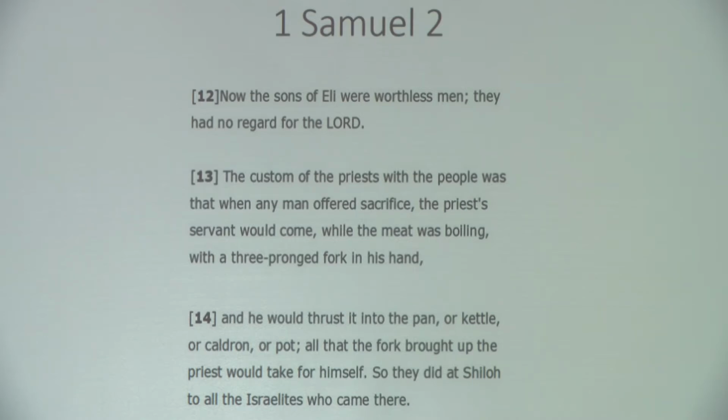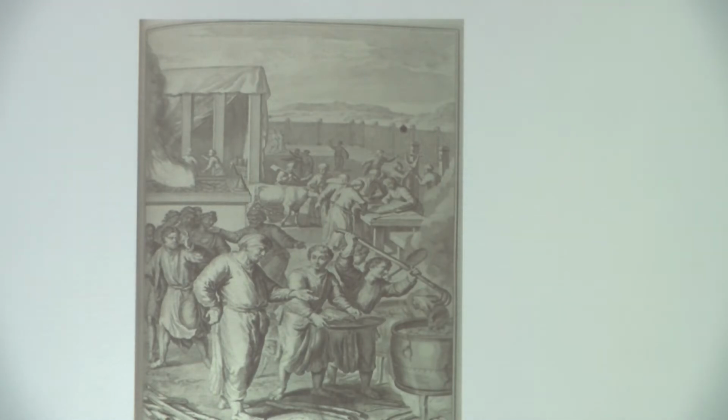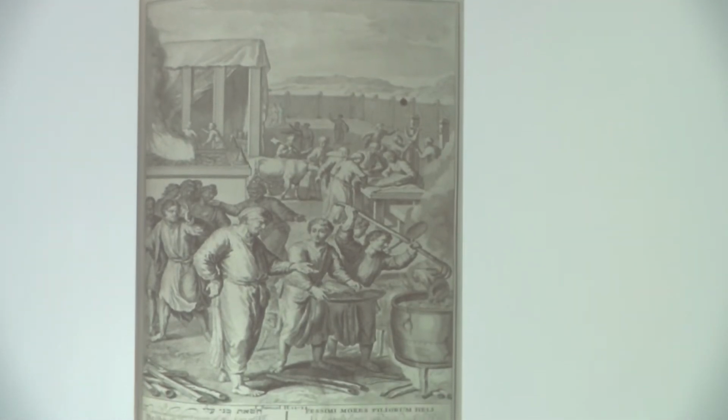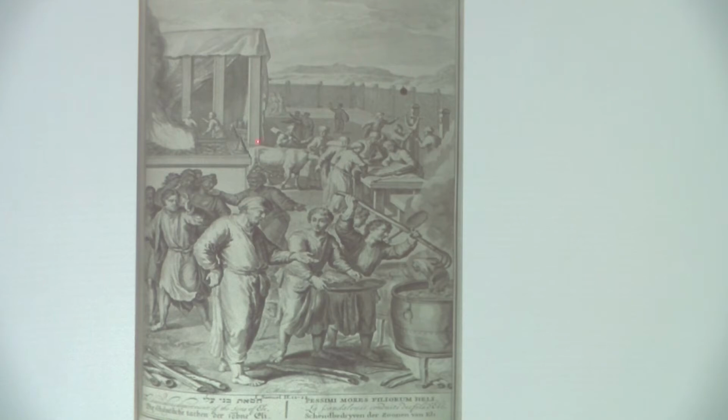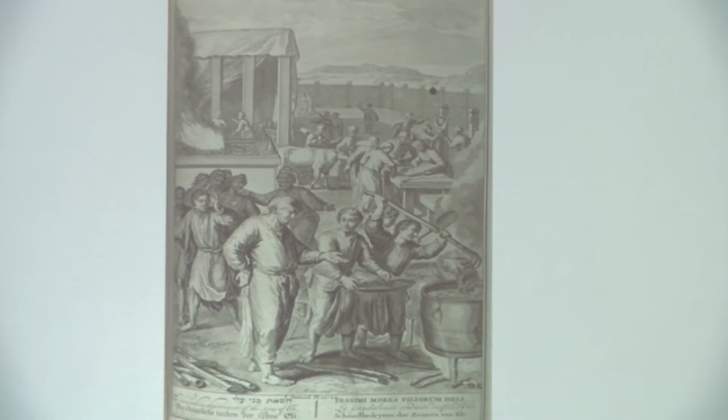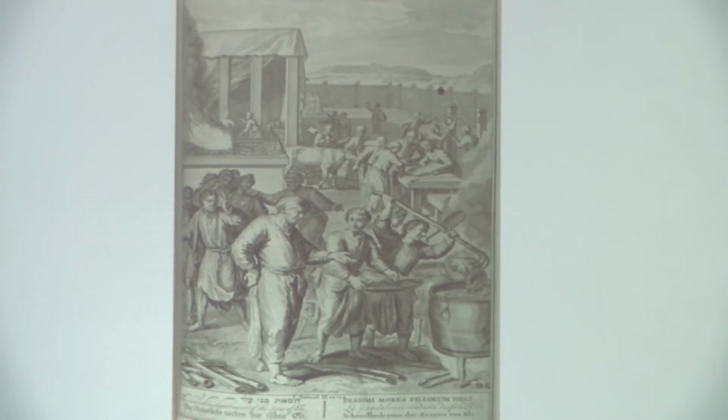Every day, when somebody would come to make a sacrifice in the temple, they would bring the sacrifice to the temple where it would be slaughtered. Then the meat would be put into a boiling pot, and the priests would take a fork and pull out the meat that they wanted and sell it. The rest of the meat could be used by the person that had brought the sacrifice, and he could have a meal with that sacrifice.